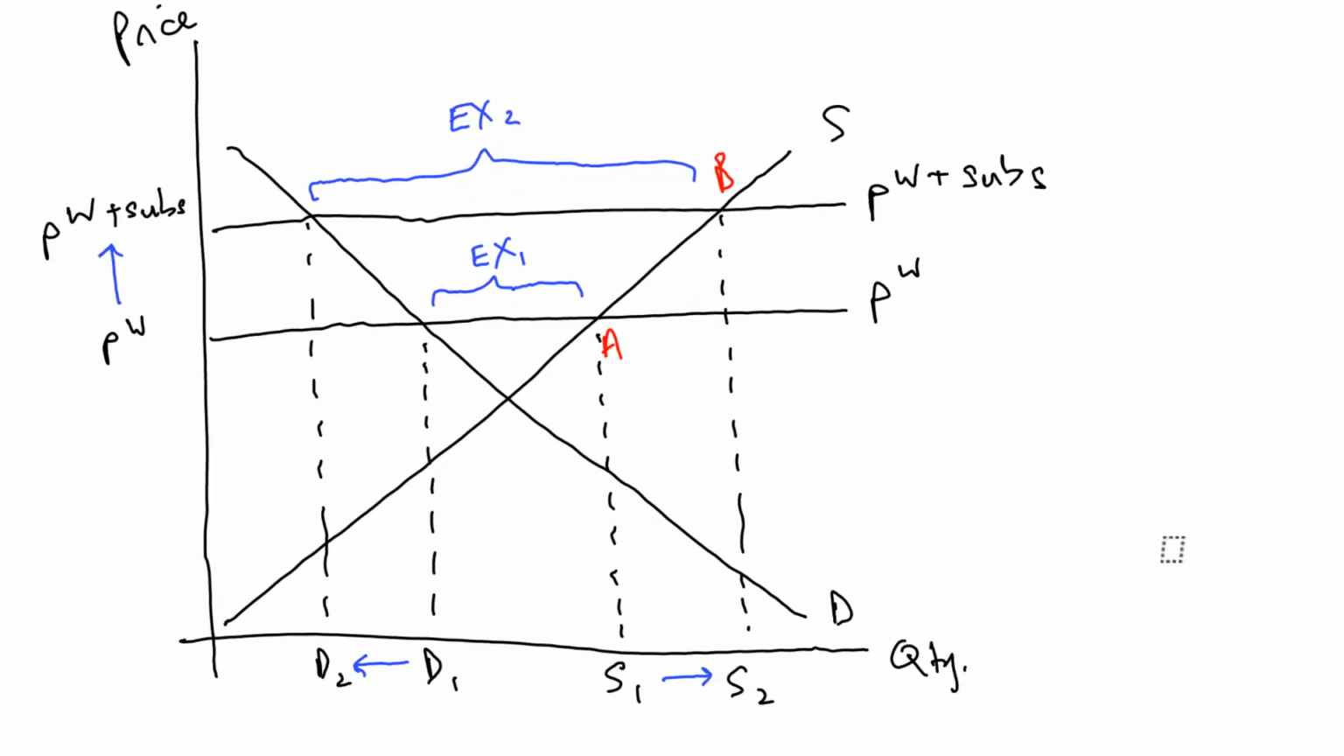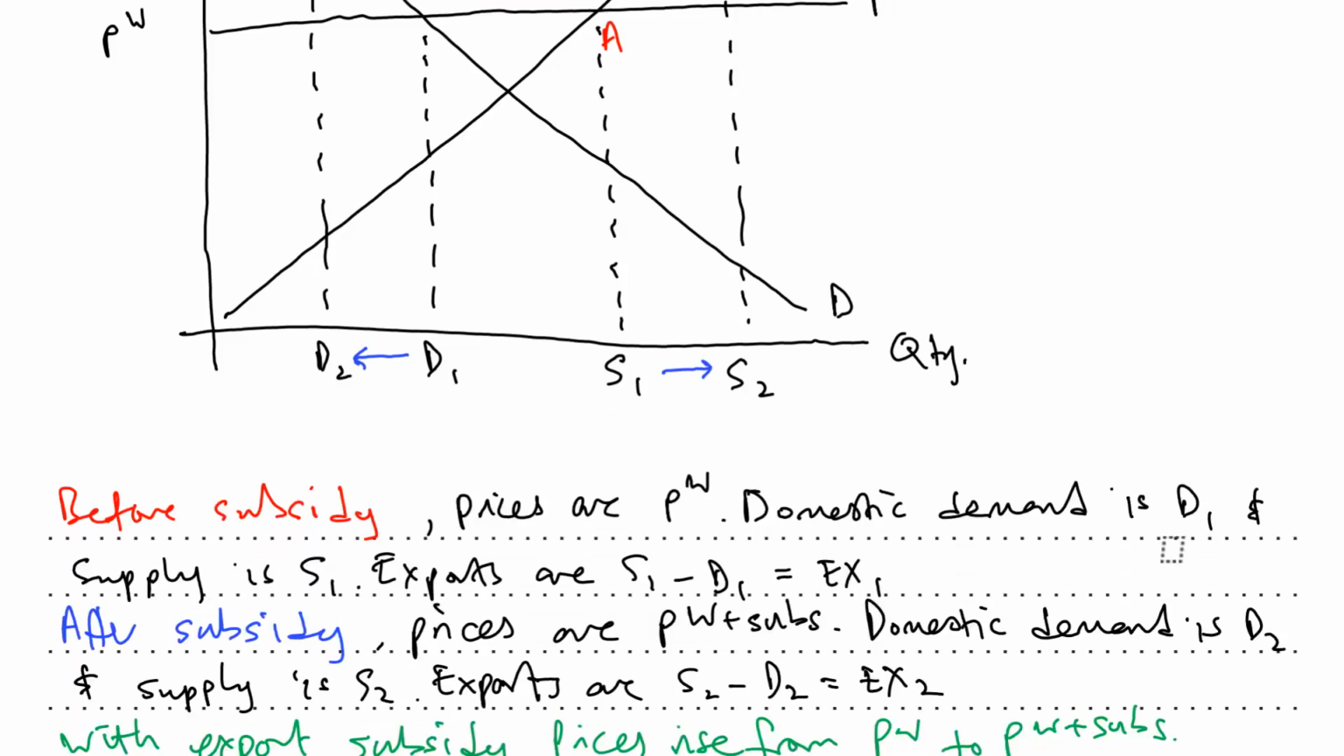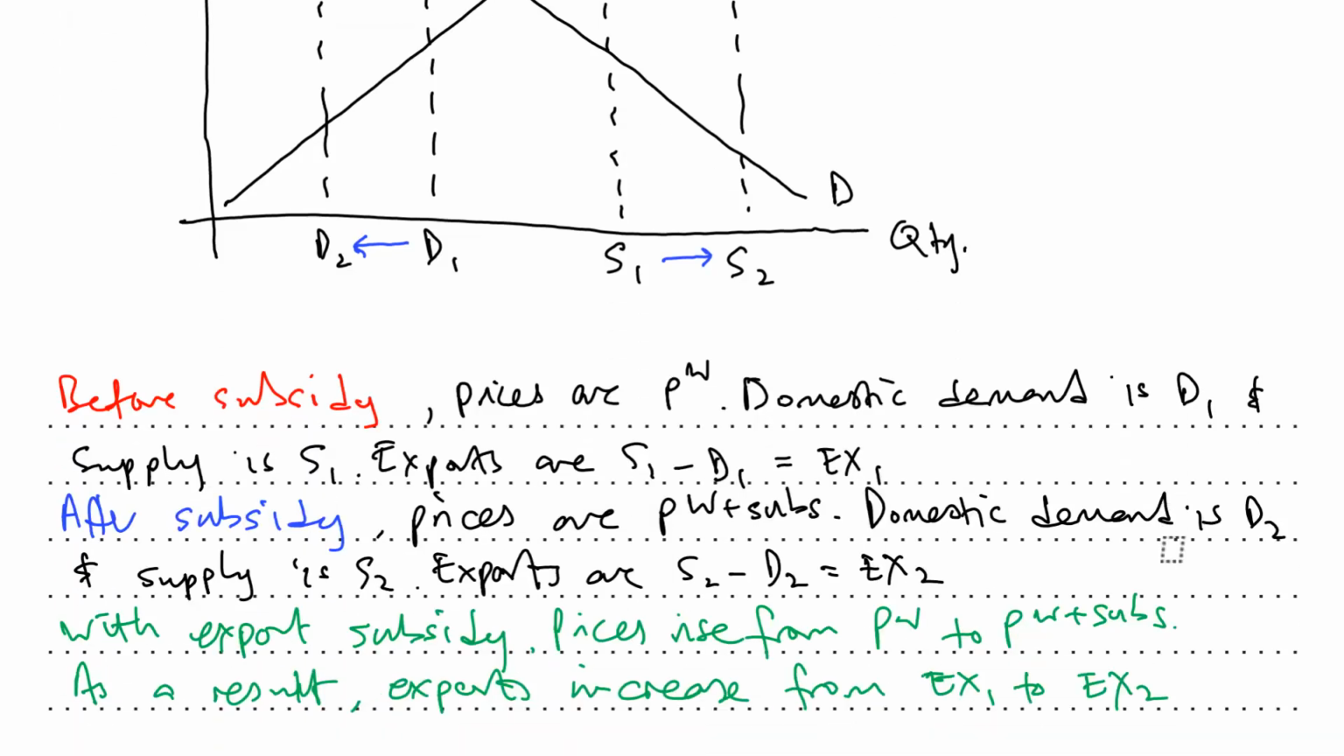Here's what I have said down here. Before a subsidy, prices are PW, domestic demand is D1, and supply is S1. Exports are S1 minus D1 equals EX1. After subsidy, prices are PW plus subs, domestic demand is D2, and supply is S2. Exports are S2 minus D2, or EX2. And so with the export subsidy, prices rise from PW to PW plus subs. As a result, exports increase from EX1 to EX2.